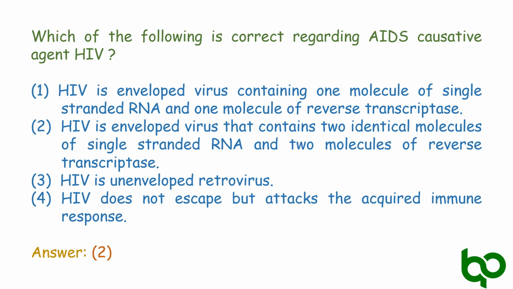The answer will be option 2, because the human immunodeficiency virus causes AIDS and interferes with the body's ability to fight infection. The structure of the virus is such that it is enveloped with a viral envelope inside which two identical molecules of single-stranded RNA and two molecules of reverse transcriptase are present. The reverse transcriptase enzyme generates viral DNA inside the host by using viral RNA as template. So the correct answer is: HIV is an enveloped virus that contains two identical molecules of single-stranded RNA and two molecules of reverse transcriptase.